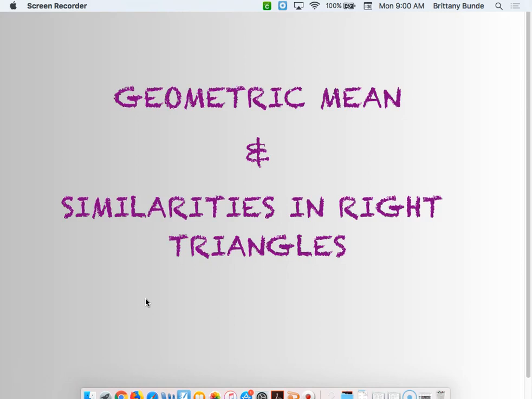Today we use proportions, like last chapter, and then we bring in right triangles. So it's kind of like a nice little mix of what we're going into using what we've already learned, okay? So, here we go.